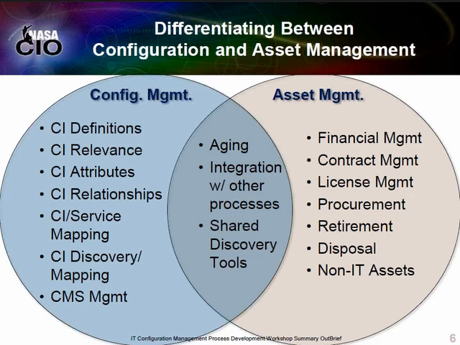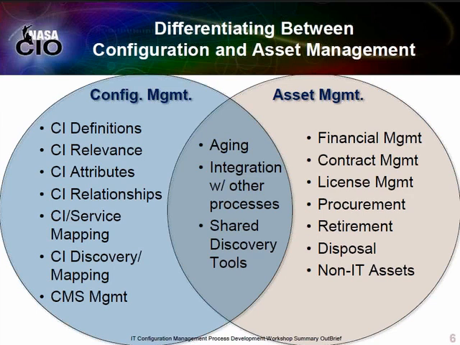So configuration management: what are the CI definitions? What's the relevance of particular config items? The attributes, the relationships across them, looking at discovery and mapping of critical config items and just general configuration management system management. Asset management, on the other hand, is a little bit more financially oriented. It's a little bit more life cycle oriented, associated with procurement. How do I get something? How do I retire it? Or how do I look at disposal, or things that are even non-IT assets?